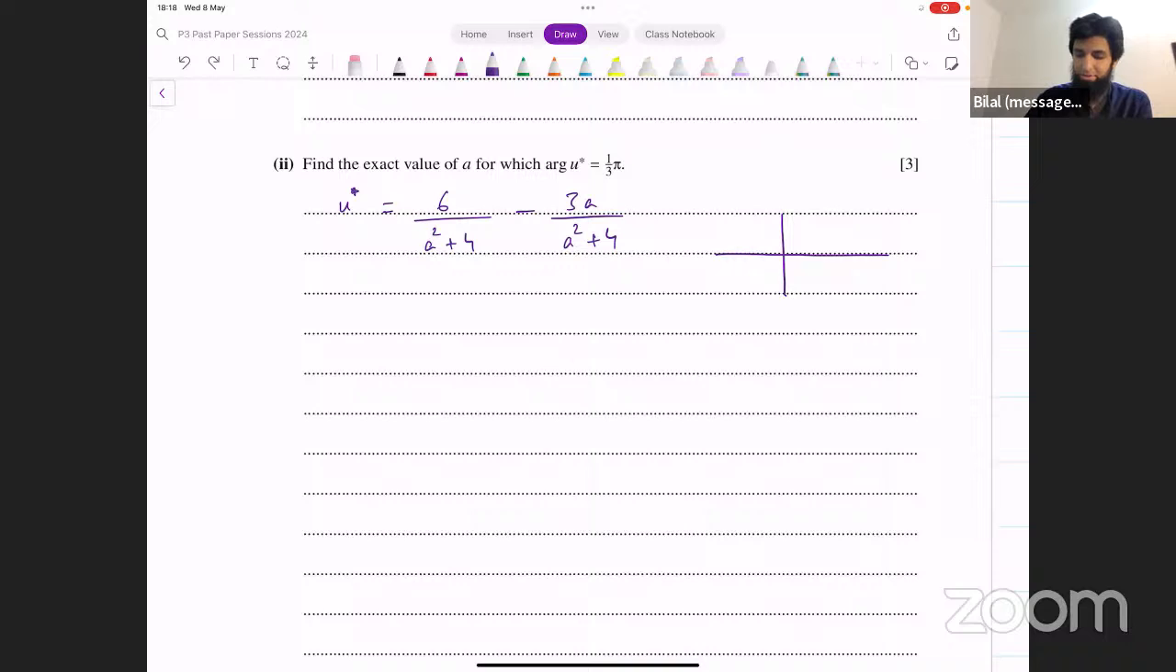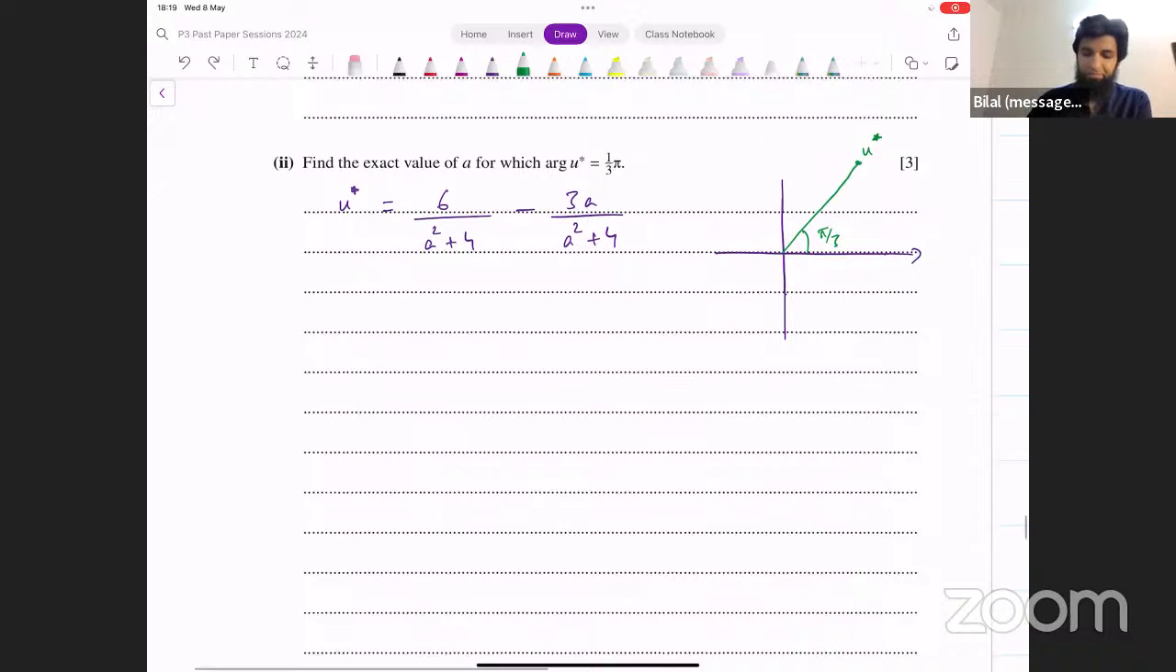So let me do this. If this is u conjugate, the angle is pi over 3. Which quadrant should it be in? It should be in the first quadrant because the argument is pi over 3, that's 60 degrees. It's going to be like this. Now, let's suppose u conjugate is here. This is u conjugate, and the angle is pi over 3.